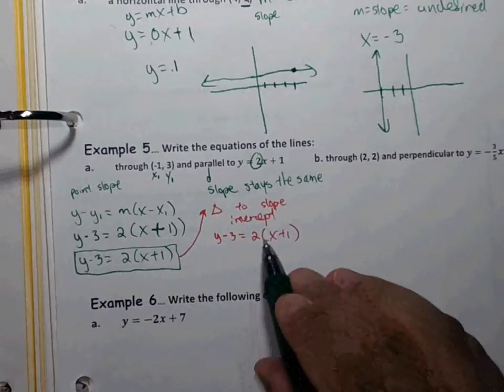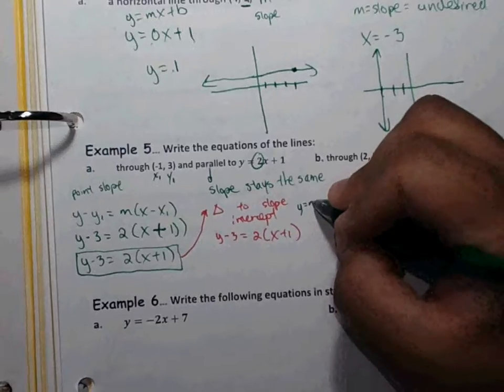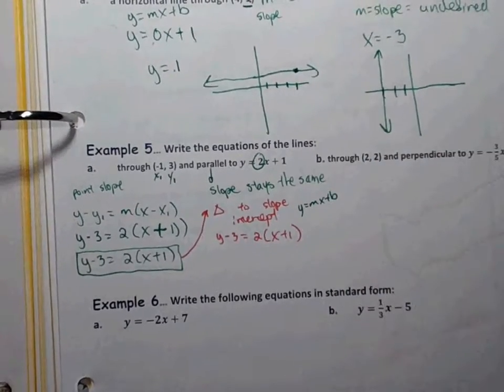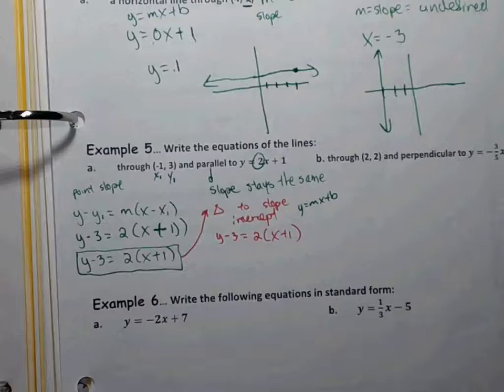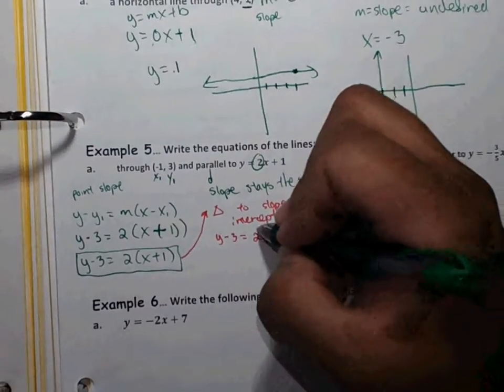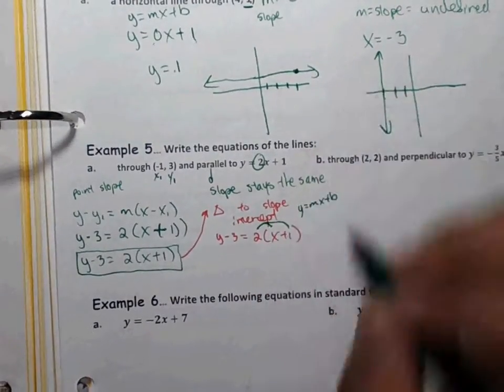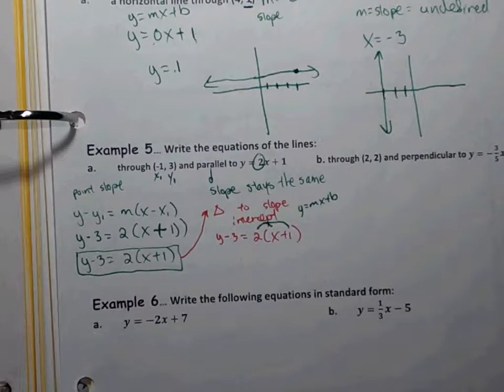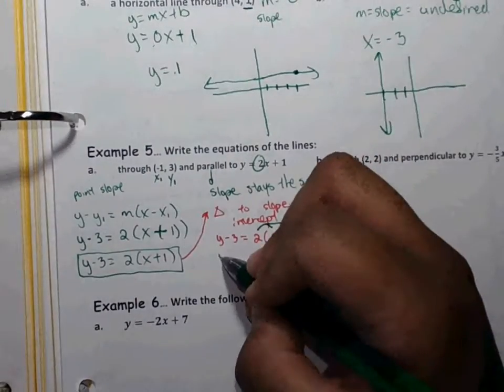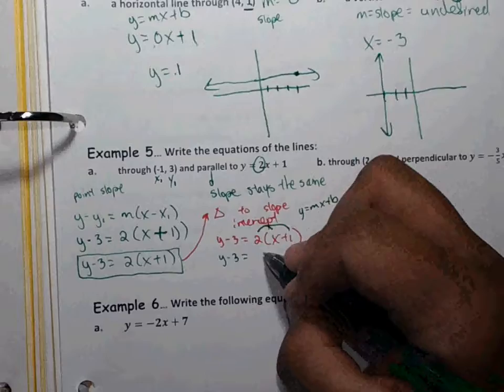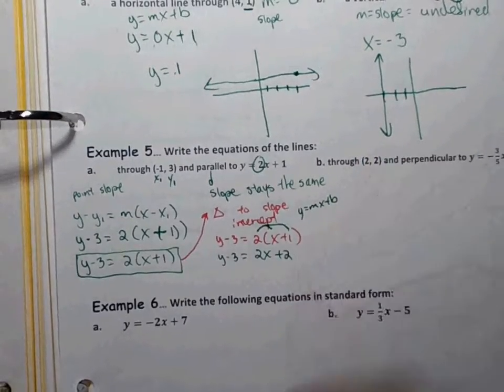If I wanted to take this and put it in y equals mx plus b form, what would you do first? No, it starts with a D. Distribute. There we go. Stay with me. Alright, distribute the 2 to both terms. 10 points for Group C. So I've got y minus 3 is equal to 2x plus 2.